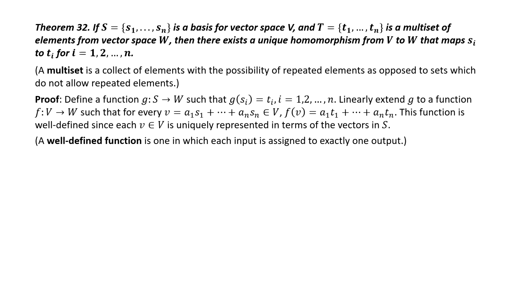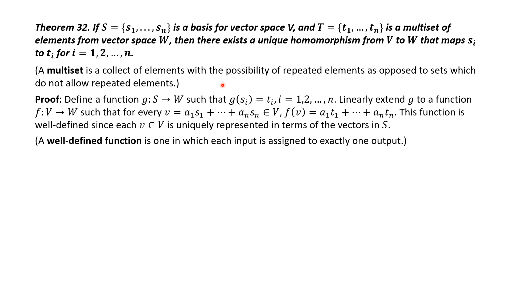Theorem number 32: we have a basis S for a vector space V and a set T, a multiset actually, I'll explain what that is in a second, of elements from another vector space W. If we have that, then there exists a unique homomorphism from V to W that maps S_i to T_i for i equals 1 to n. So a multiset is a collection of elements with the possibility of repeated elements, whereas with a regular set, you're not allowed to have repeated elements. So this gives us a little bit more flexibility.